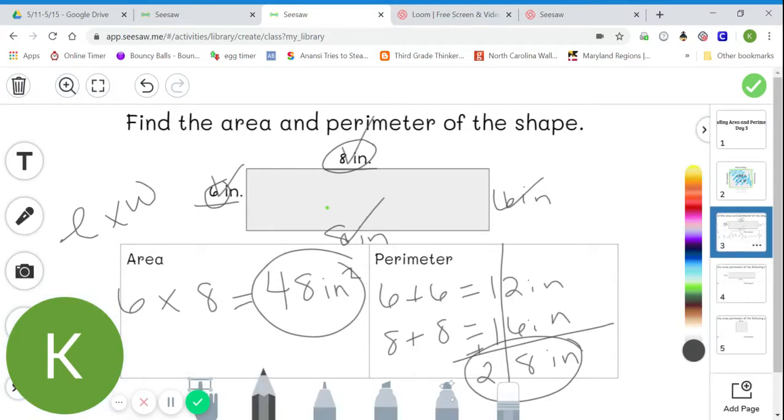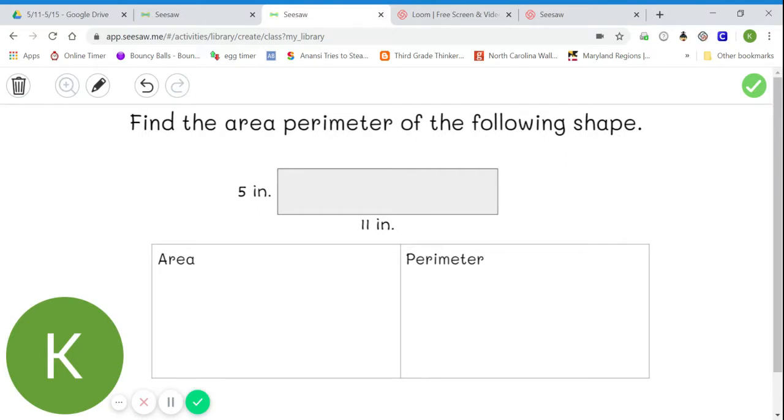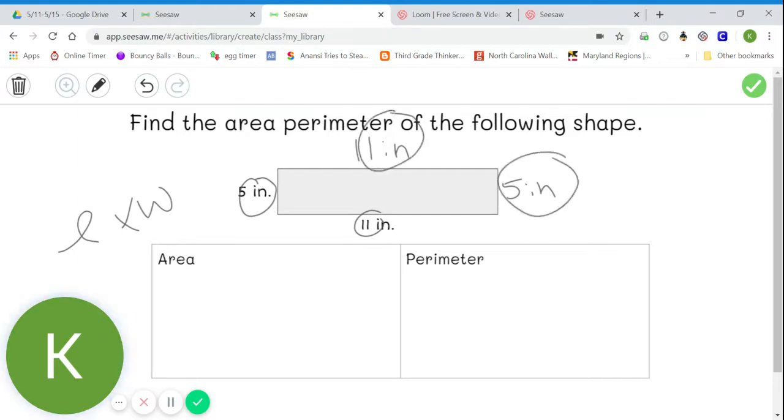Let's try another example. I'm going to label my missing sides. 11 inches, the opposite side will be 11 inches. 5 inches, my opposite side will be 5 inches. Area is length times width, so that means area is going to be 5 times 11, or 5 groups of 11. So now we haven't worked with 11s very much, so let's just draw a model of that.